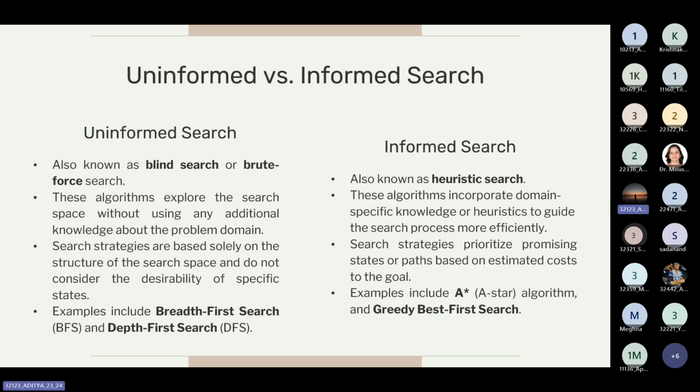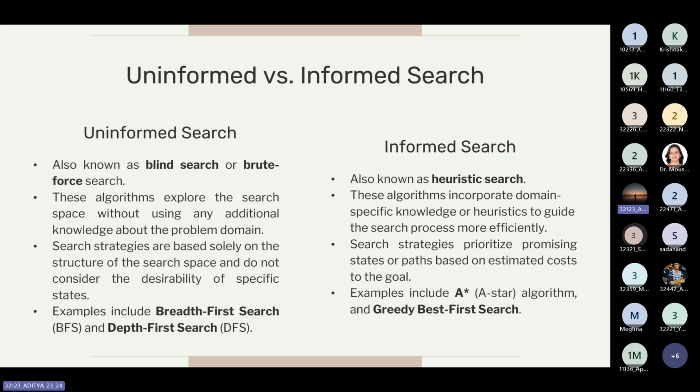Now let's look at informed search. Informed searches are also known as heuristic search. They also take into consideration the cost it takes for me to reach from point A to point B, not just from the start node to the end node, but also between the start node and end node, there are multiple nodes. It also takes into consideration how much cost is required to reach from the specific node to the end node. And it incorporates domain specific knowledge or heuristics to guide the search process more efficiently. It prioritizes promising states and paths based on estimated costs.